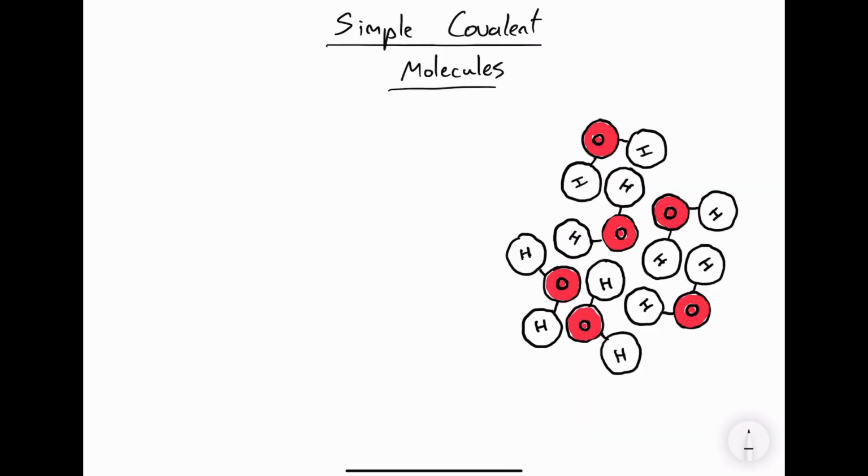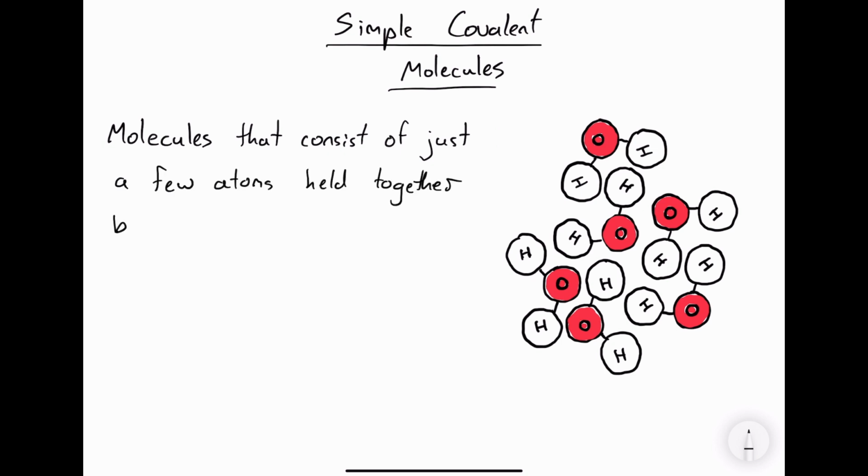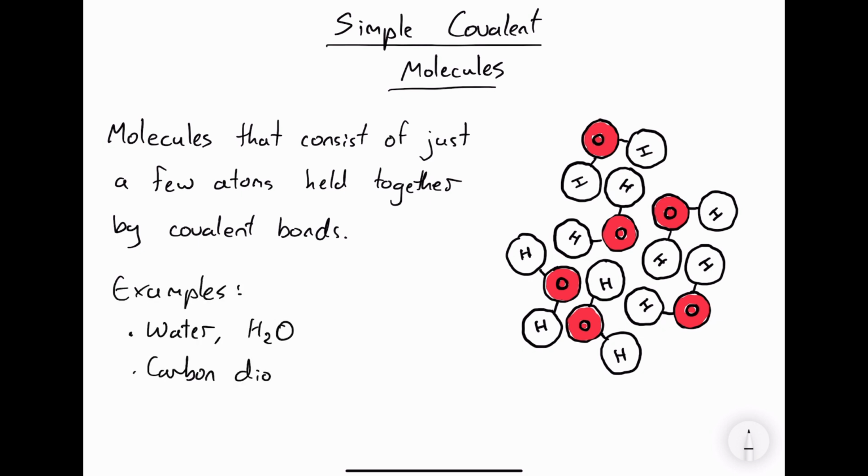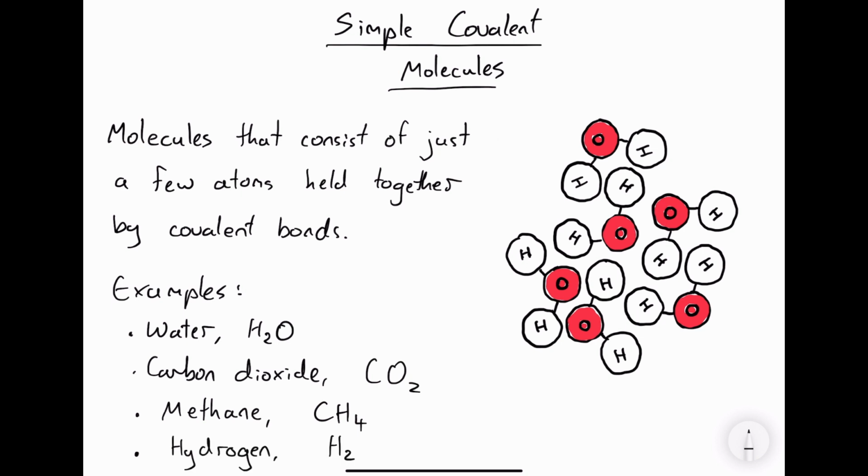In this video, we're going to look at simple covalent molecules. Simple covalent molecules are molecules that consist of just a few atoms held together by covalent bonds. Examples include water, which is H2O, carbon dioxide, which is CO2, methane, which is CH4, and hydrogen, which is H2.